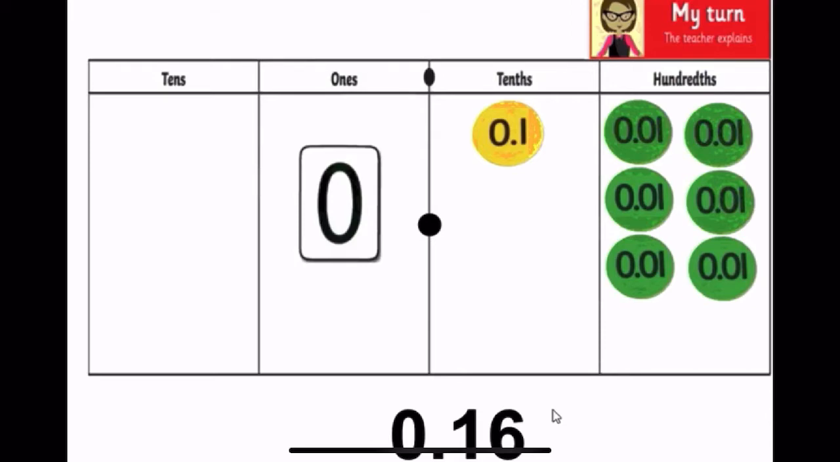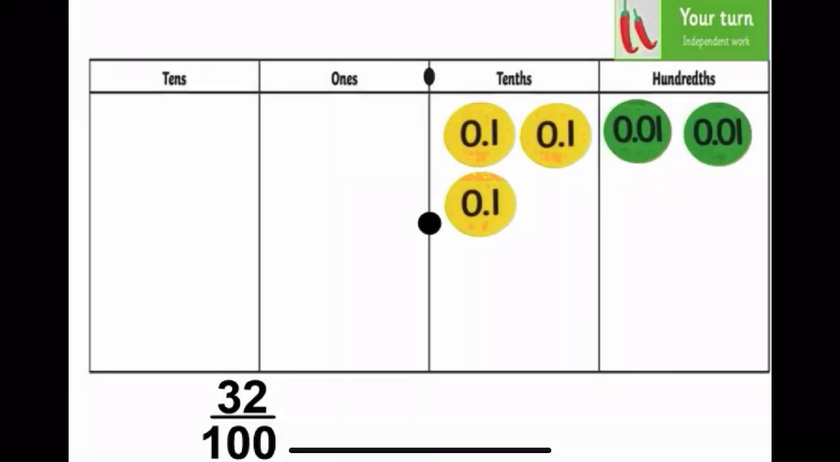Now let's have a go at your turn and see how you get on with some of these. So I'd like you to pause the video now and have a go at writing this as a decimal. You can see that you've got the fraction here at the bottom of the screen to help you if you need to. Look at the value in the tenths column and the value in the hundredths. And I'll join you in a moment to check your answer.